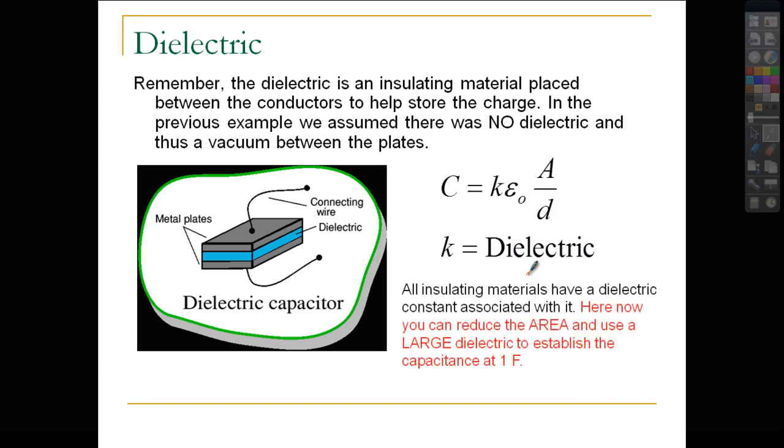So all insulating materials have a dielectric constant associated with them. Here now you can reduce the area and use the large dielectric to establish the capacitance of 1 farad. So you can make a smaller area, and if you put a good insulating material in here, you can increase the capacitance.